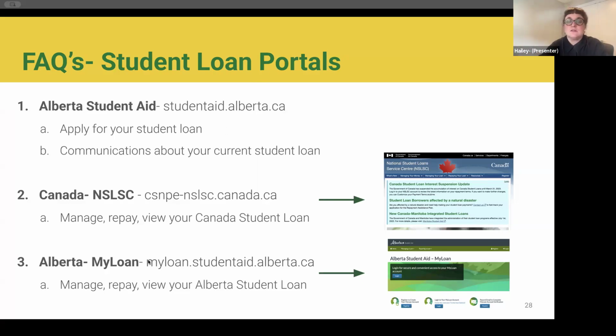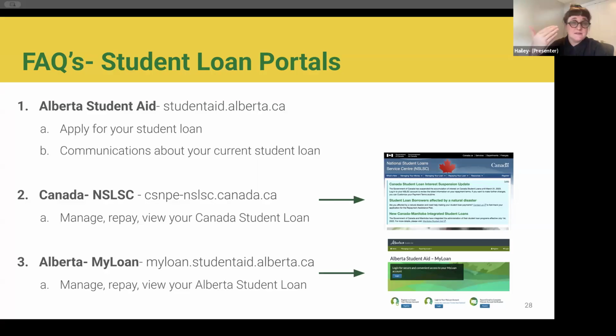The bottom 2 portals, as we've mentioned a few times: you have 2 student loans when you graduate or when you stop being a full-time student, one from Canada and one from Alberta. And because you have 2 loans, you have 2 portals that you need to log into to see the details about either loan. Okay, so your Canada Student Loan, the National Student Loan Service Center, NSLSC, that's where you're going to find information about that.